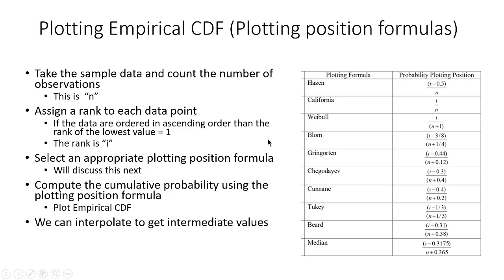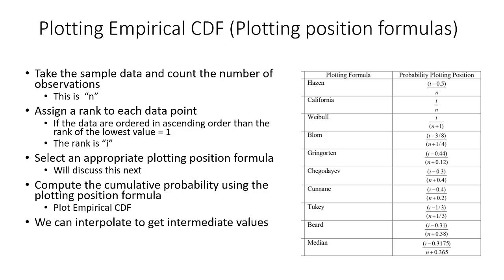So how do we plot an empirical CDF using a plotting position formula? You take the sample data and count the number of observations. That's your N. And then you assign a rank to each data point. If the data are ordered in ascending order, then the rank of the lowest value is equal to 1. So this is the rank i in these formulas. Select an appropriate plotting position formula. How do we go about doing that? Of course, that is a big question and a very important question. So I'm going to discuss that idea at length in the next few slides.